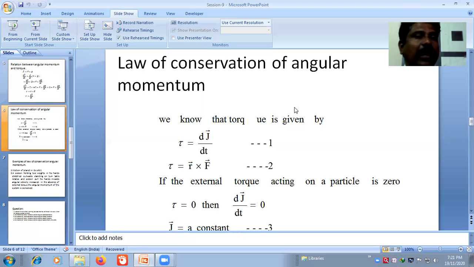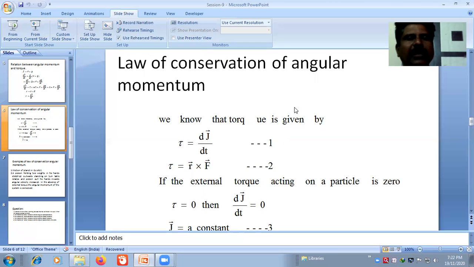So how does that linear momentum get conserved? There you get the equation F is equal to dp by dt. If F is equal to 0, then you get dp by dt equal to 0. This dp by dt is equal to 0 when p becomes constant. When p becomes constant, only during that time you get dp by dt equal to 0.